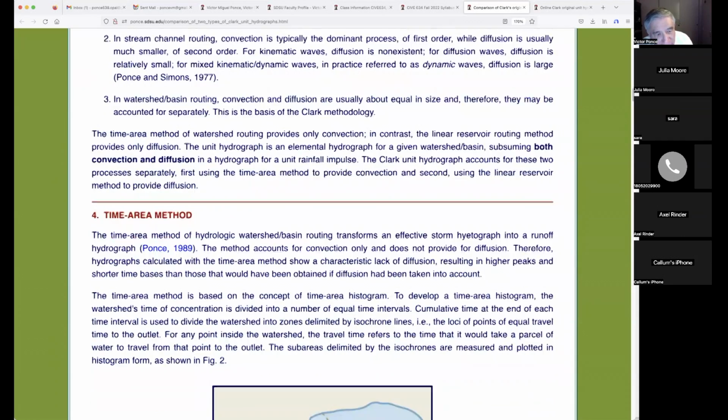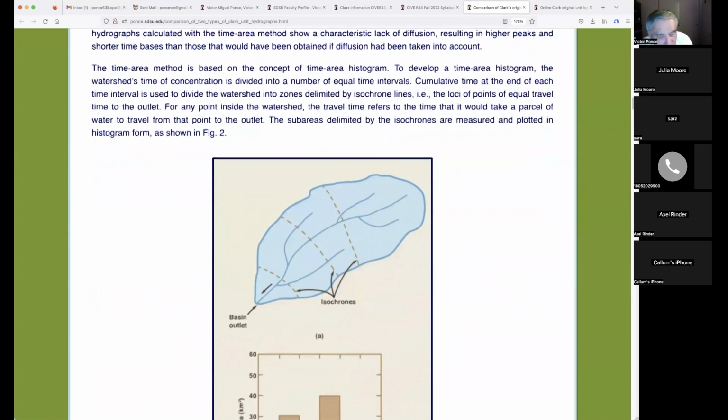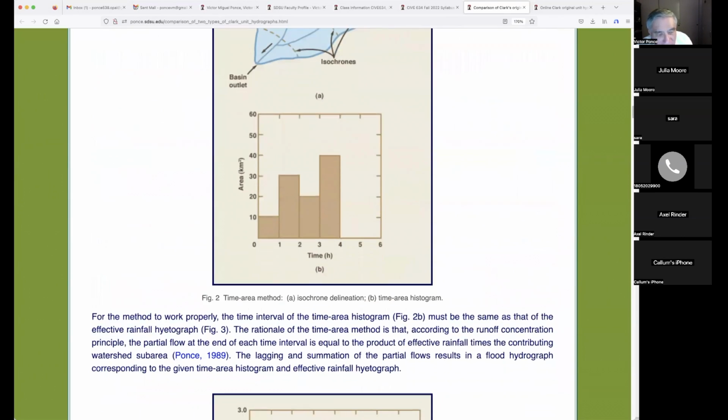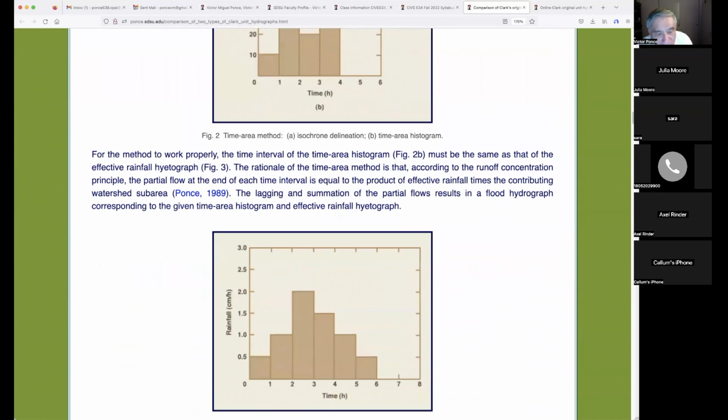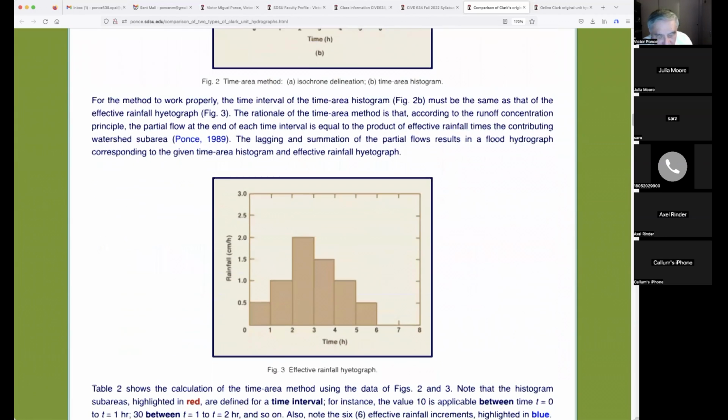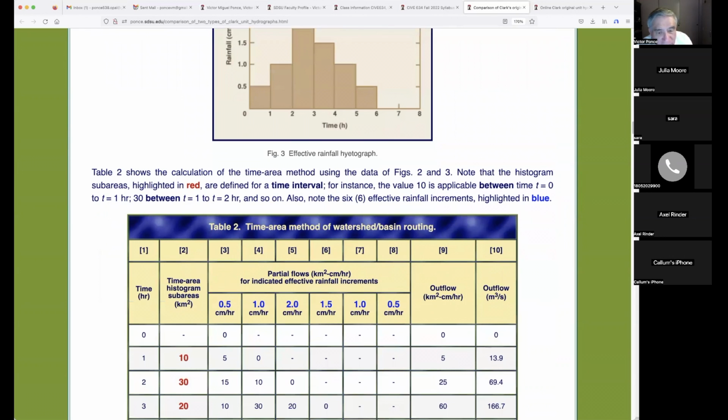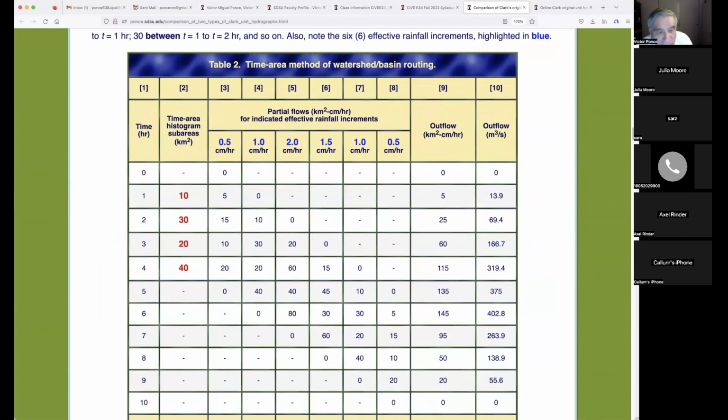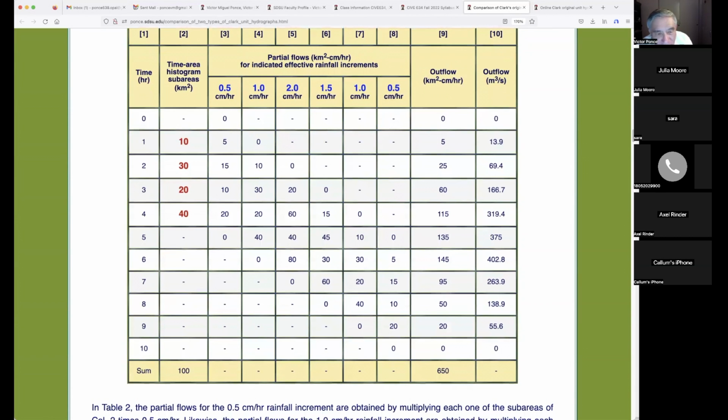Okay, so then we have the time area method, and we have already seen that, so I'm not going to dwell on it. We have a clear example of how this is done. And then we're going to apply it to a rainfall, effective rainfall, which is over here. Effective rainfall hydrograph. And we have the time area method of watershed routing. And I already covered this, so we're going to go quite quickly through this. In the red here, we have the histogram, our classical histogram, right? In the blue on top, horizontally, we have the effective rainfall. And the time area histogram proceeds like this. It's kind of a convolution.